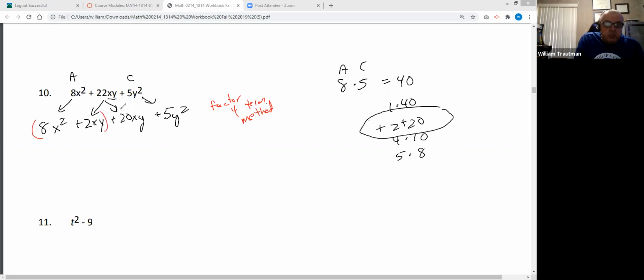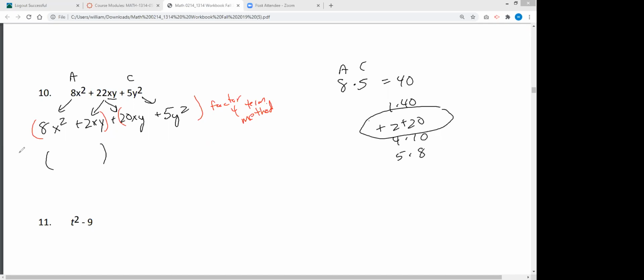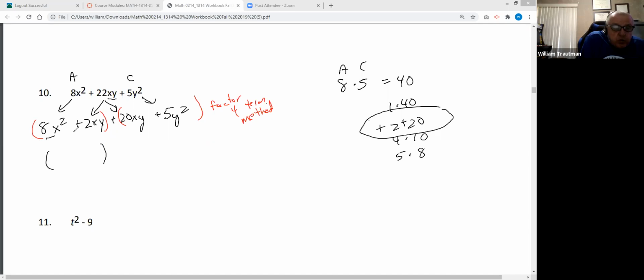Parentheses around the first two, parentheses around the second two, find the GCF out of each one. Can somebody tell me what the GCF is out of the first parentheses? What is the GCF out of the first parentheses? 2x. Yeah, it's 2x. Do you see 8 and 2 both divide by 2? Lowest power x is x. Lowest power y, there's no y, so we can't take a y out. So I divide both by 2x.